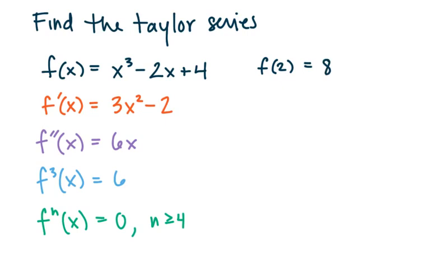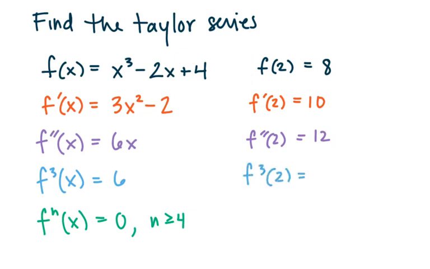So evaluating each of these at a equals 2, we would say f of 2, my output for that is 8. My derivative evaluated at 2, I get positive 10. Second derivative evaluated at 2 is 12. Third derivative evaluated at 2 is 6. And any other derivative, any nth derivative after 3, 4, 5, 6, 7, I want to write n there. Any nth derivative, if I evaluated it at 2, my output's always going to be 0.